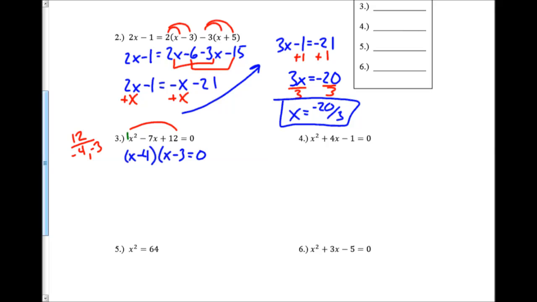And now I set each factor equal to 0. I do the x minus 4 equals 0. I do the x minus 3 equals 0. And I solve each. I add the 4 to each side. So I find out that x equals 4. And then I do the same thing over here. I add the 3 to each side. And I find out that x equals 3. And those are my two answers. Okay? The 4 and the 3.